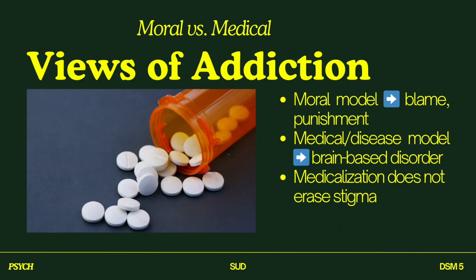Addiction was understood as a moral failing, a result of poor choices or weak character. This justified punishment rather than care. The medical or disease model was introduced to reduce blame by framing addiction as a chronic brain disorder. However, research shows that medicalization does not fully eliminate stigma. Instead, it can shift stigma from moral blame to perceptions that individuals are permanently damaged or incapable of self-control. So even when addiction is treated as a disease, moral judgment often remains embedded in how society responds.